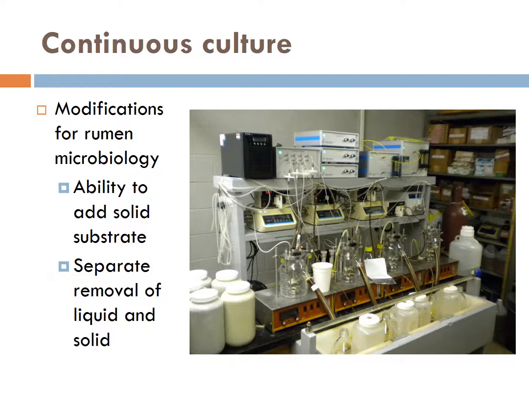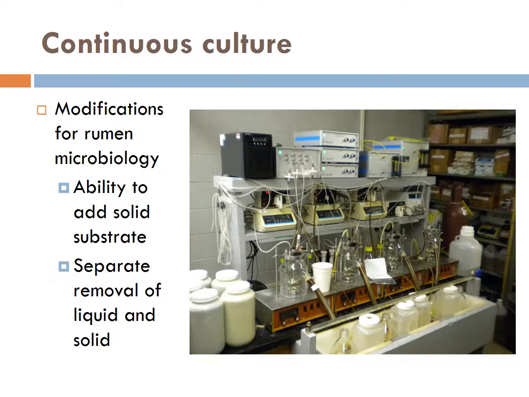Continuous culture systems used for rumen microbiology have certain modifications. Most of these modified systems have the ability to add solid substrate, like a pelleted feed. For conventional continuous culture systems in microbiology, only liquid medium can be added. Another modification for rumen microbiology applications is the separate removal of liquid and solid from the culture system. This permits liquids to be removed faster than solids, mimicking the situation in the rumen. A conventional continuous culture system would not enable this separate removal, and liquids and solids would be removed at the same rate.